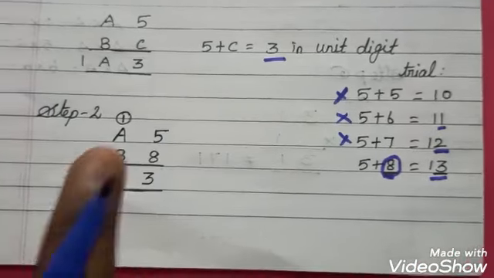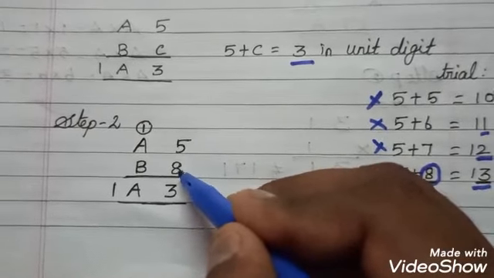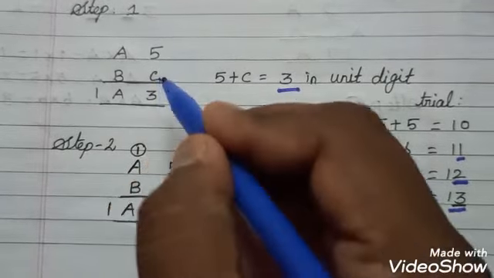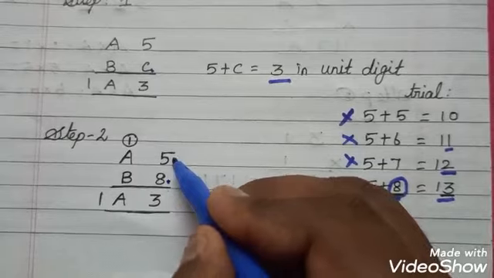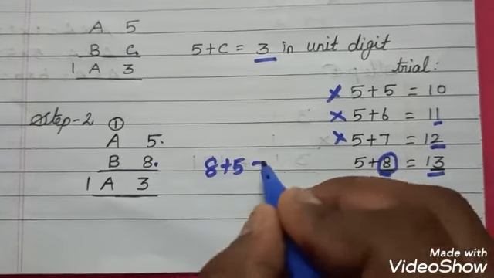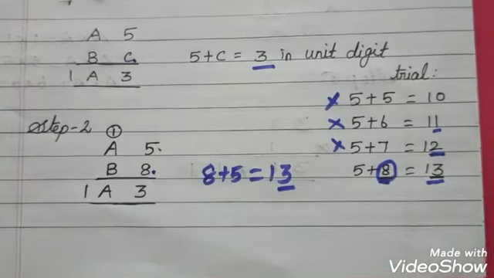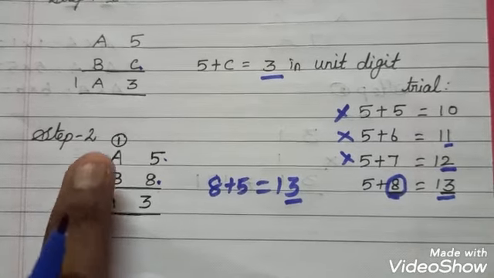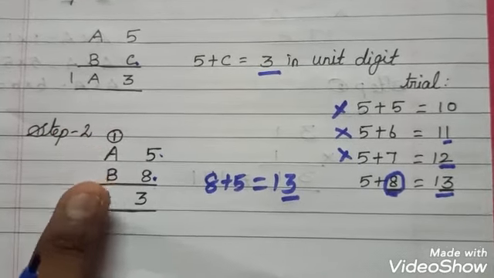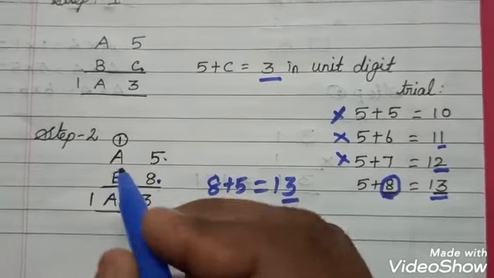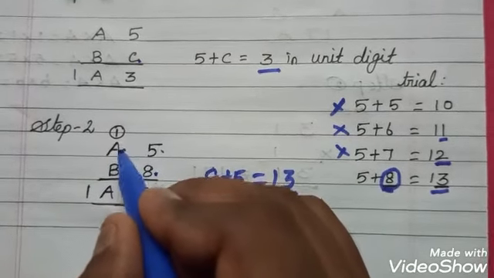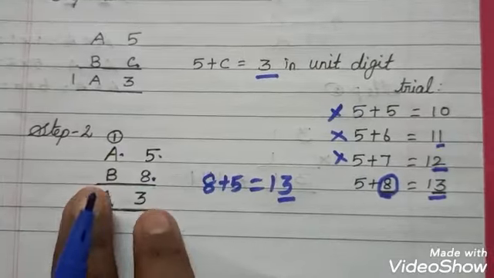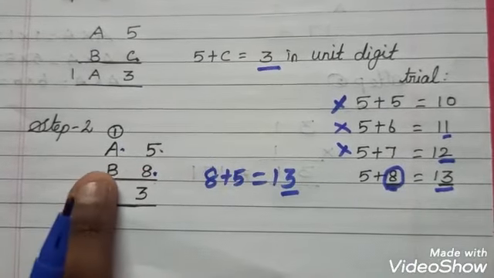So in step 2, I substitute 8 instead of C. 8 plus 5 equals 13, so the unit digit is 3, carry over 1. In the next step, 1 plus A plus B gives 1A. Whatever number we replace instead of A, we must get the same value here after adding the carryover. So now we have to find what number to replace instead of A.